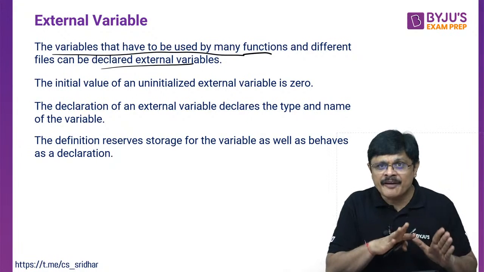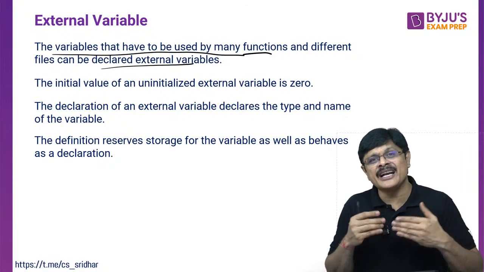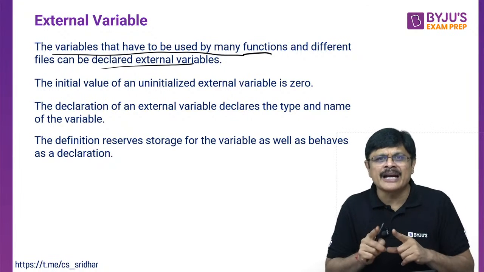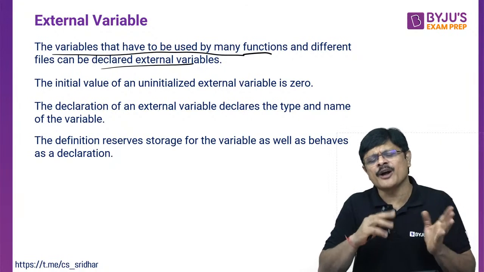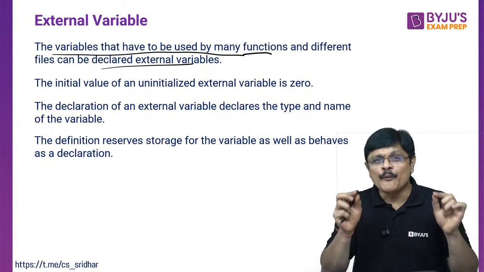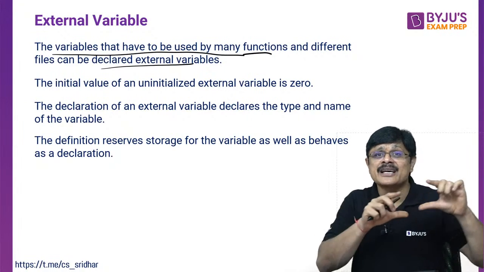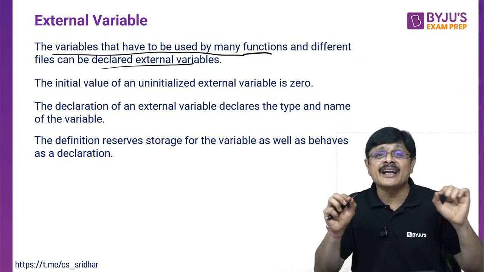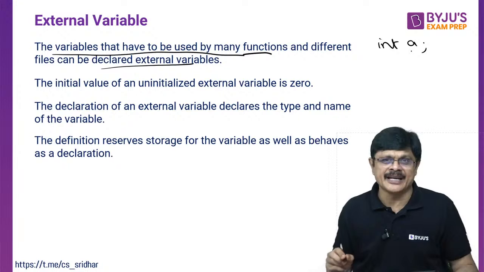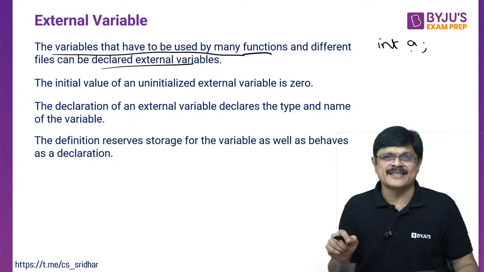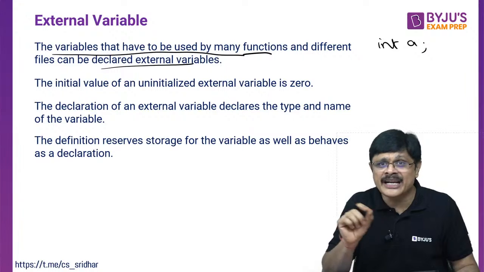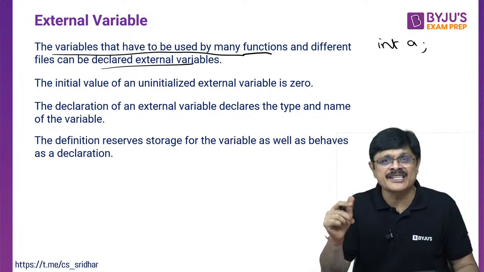Similarly, for variables also we can have definition and declaration. You can only understand that difference for external variables, because for all other variables, definition and declaration are one and the same. Whereas for external variables, the definition and declaration are different. For example, if you have a global variable like int a, global variables are by default external variables. You don't have to write anything, sir. It is by default an external variable.